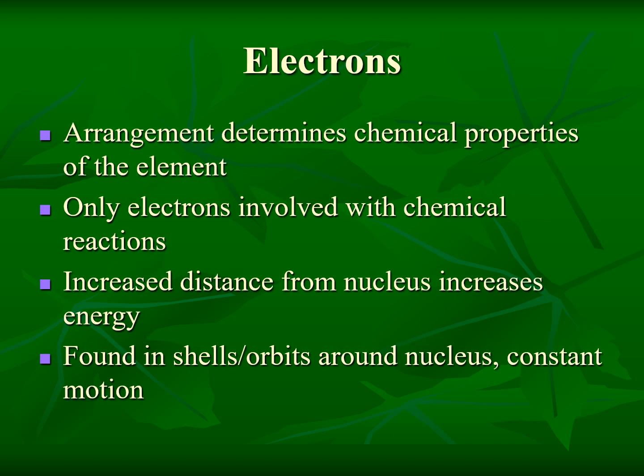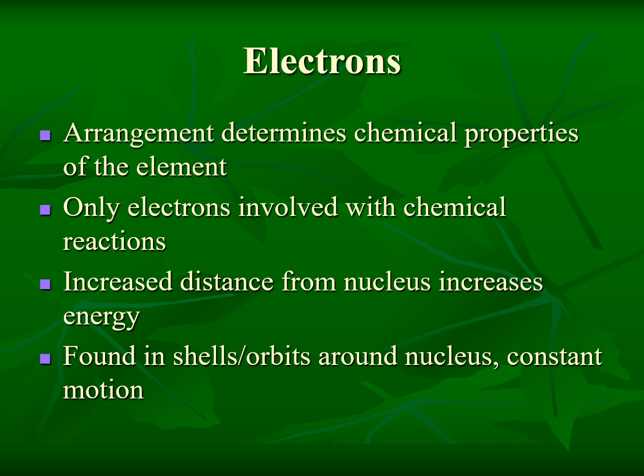The electrons, remember, are the negatively charged subatomic particles. They're floating around in those shells. The arrangement of the electrons is what determines the chemical properties of that element. And why is that? Because only the electrons are involved with the chemical reactions, not the protons, not the neutrons. They're in the middle of that atom. So think of it as they're being protected by the electrons, they're not being exposed. So it's only the outermost, and that's where the electrons are.